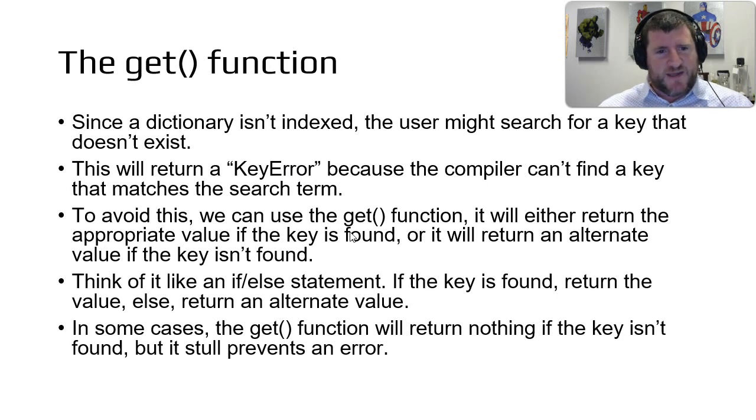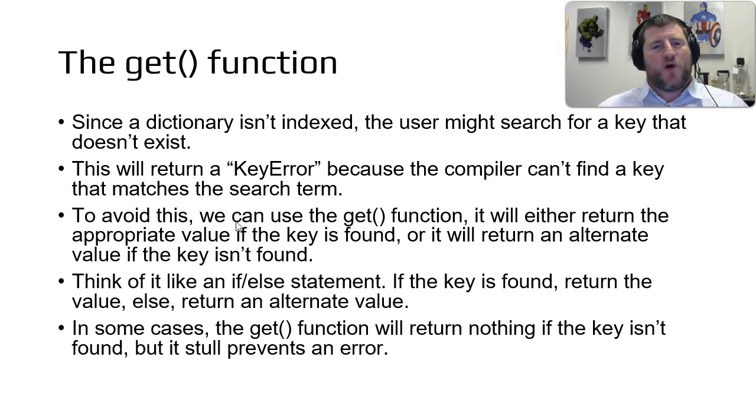All right, we're talking about the get function as it relates to dictionaries. So again, dictionaries are not indexed. That means you can't search them or access them using the 0, 1, 2, 3 of the location, right? So it's possible that a user could search for a key that doesn't exist, right? So when that happens, that's going to return something called a key error. The compiler can't find the key that matches a search term, so it kicks you out of your program.